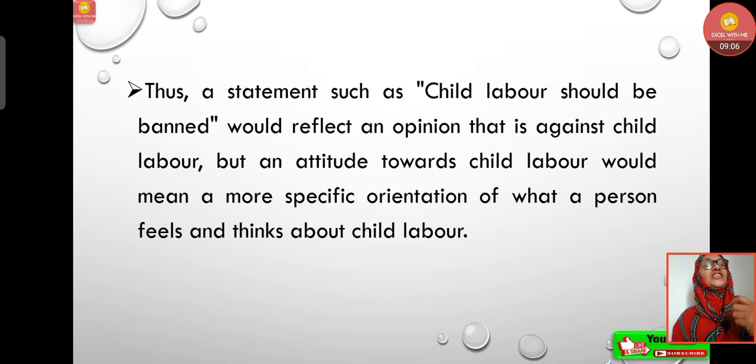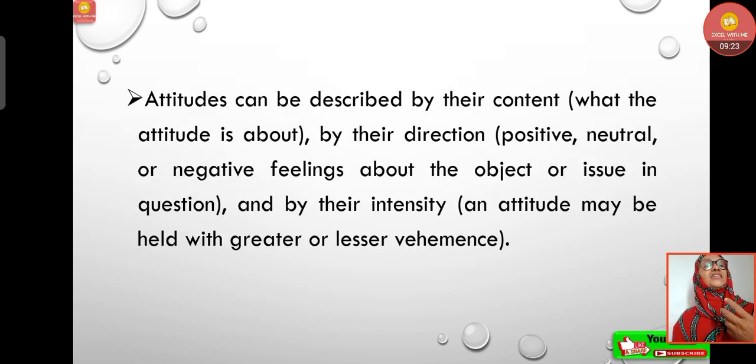Thus a statement such as "child labor should be banned" would reflect an opinion that is against child labor, but an attitude towards child labor would mean a more specific orientation of what a person feels and thinks about child labor. Now, attitudes can be described by their content, what the attitude is about, by their direction, maybe positive, neutral or negative feelings about the object or issue in question. Everybody has their own opinion and attitude towards any phenomenon, and by their intensity, an attitude may be held with greater or lesser vehemence.